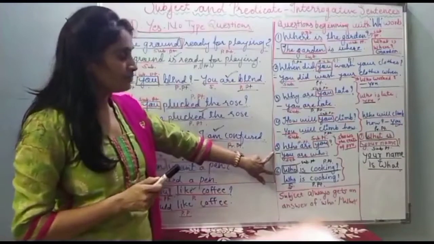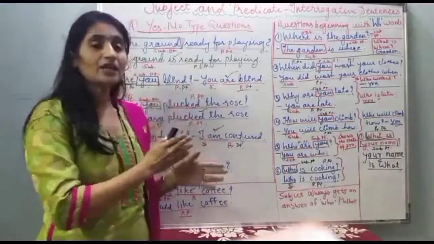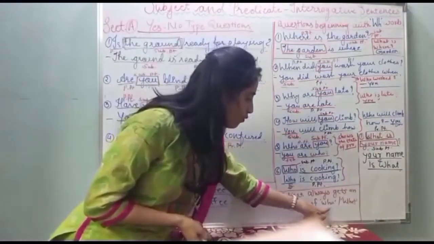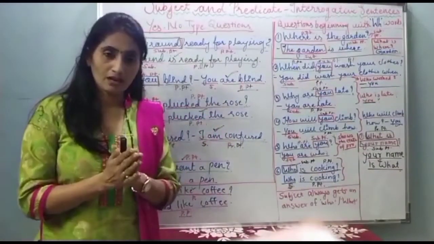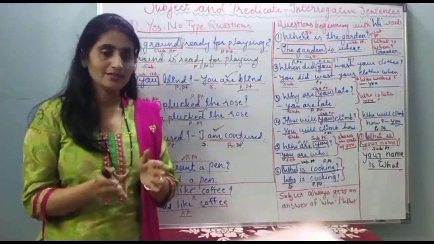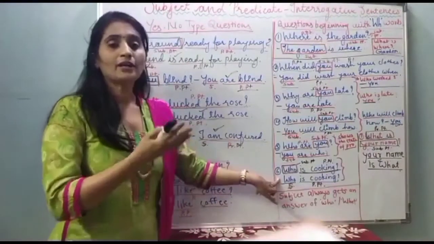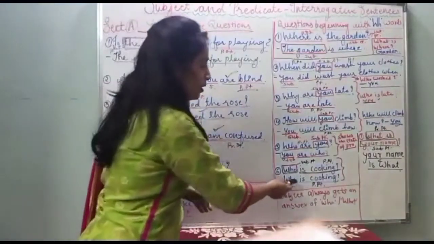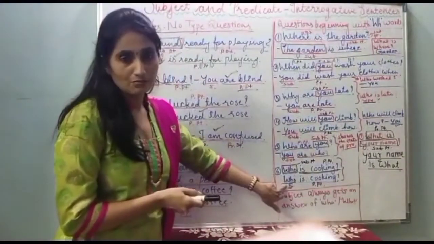So here this difference we have to understand. Whenever the question, see here, subject always gets an answer of who or what. Means whenever the question is asked with who or what, the answer you get is the subject. In this sentence, we cannot get the answer of who. We again get the same question, who is cooking? And so we can say who is the subject here.